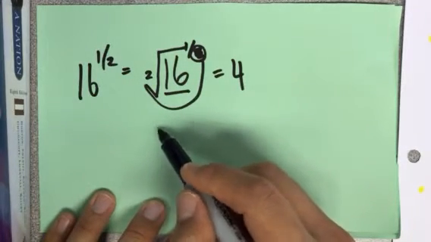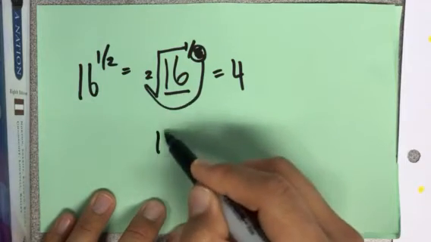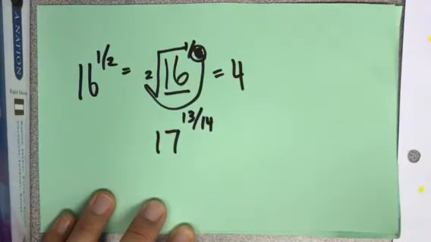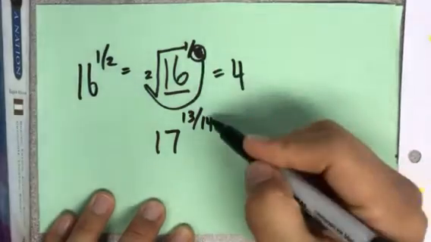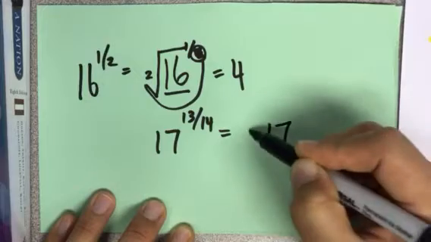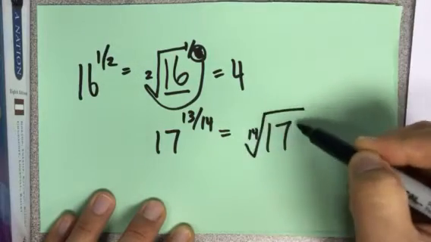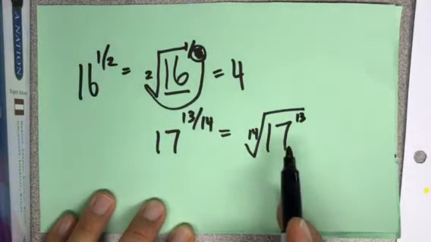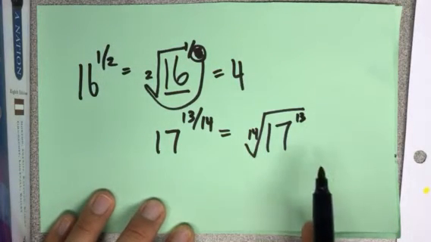This one could be like, I'm just going to come up with any crazy number, okay? Ooh, that looks pretty ugly, right? 17 to the 13 over 14th power, that is super ugly. But you just do the same thing, okay? You take this 14 and you swing it over here, and you put this down, and then you just leave the 13 there. You don't use that 14 down there. That is the same thing. I just want you to know that.